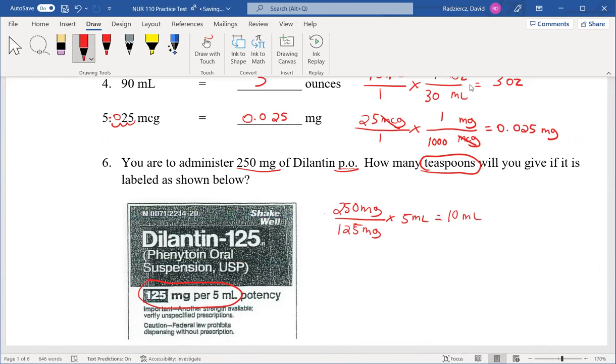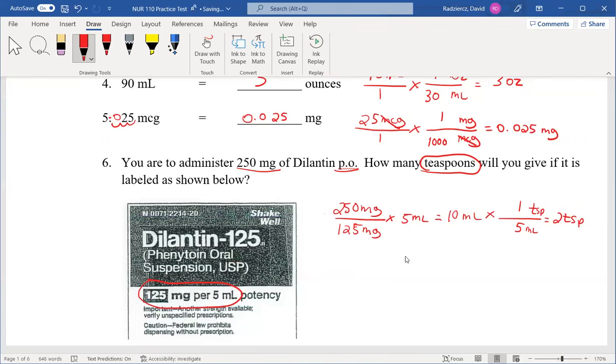Then I would convert milliliters to teaspoons. Again, you already need to know what that conversion is. 1 teaspoon is equivalent to 5 milliliters. And so that gives you an answer of 2 teaspoons.